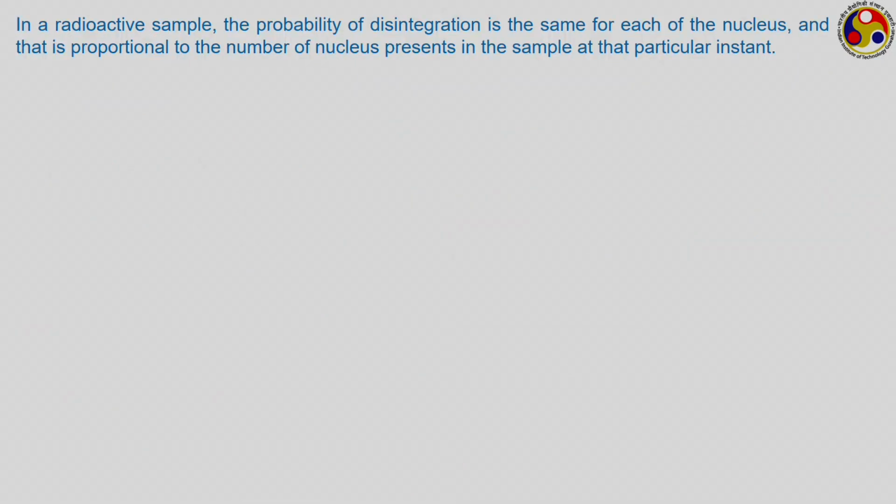Now, in a radioactive sample, the probability of disintegration is the same for each nucleus, and that is generally found to be proportional to the total number of nuclei present in the sample at a particular instant. Therefore, if N is the total number of nuclei present in a particular sample, then the rate at which the number of nuclei is going to change, dN/dt, is proportional to the number of nuclei N itself. Introducing a constant of proportionality, we have dN/dt equal to minus lambda N. Here lambda is called the decay constant, and this minus sign is there because the number of nuclei N is decreasing.